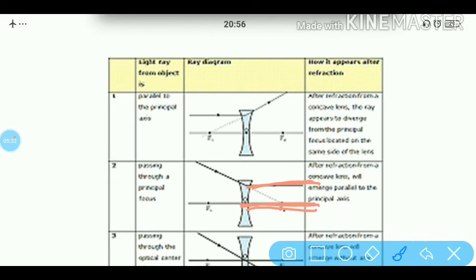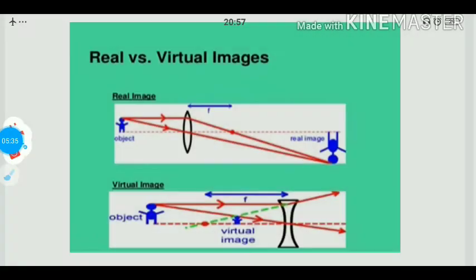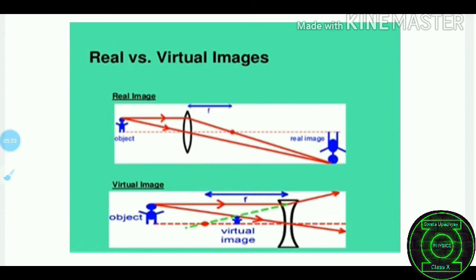Now the next topic. Now next is real and virtual images. From a point of an object, although an infinite number of rays travel in all possible directions, we choose only two convenient rays out of the above mentioned three rays from that point on the object. Just now we discussed three rays. Among those we take two rays from the object, and the point where these rays meet or appear to meet after refraction from the lens is the image of that point on the object.